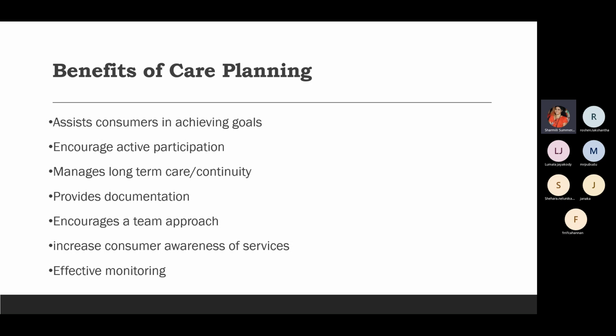Encourage active participation, yes, of both the care providers and the care receivers. This care plan will encourage both parties to actively participate in the care. Manages long-term care or the continuity. When we plan the care, it will help to manage any problems for a long time, right? Because when we plan a care, it is a kind of written document. So we will write each and every thing that we did to the patient. Whatever we plan, we will have a written document, so that written document we can use for future care plans.